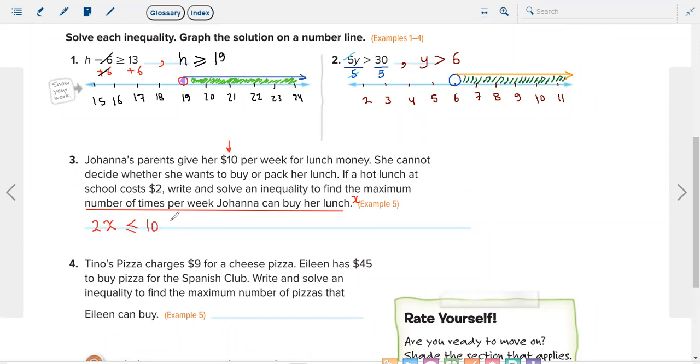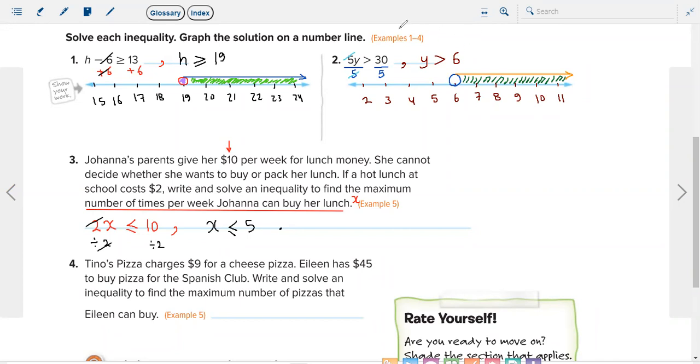Now, this is a multiplication inequality. We can use division to solve it. So I divide here by 2, divide here by 2. So 2 got cancelled. So x remains smaller than or equal to 5. Means she can buy 5 times. She can buy 5 times or less. And she can buy 2, 3, 4, 5 lunches, but she cannot buy 6, for example. And so on.